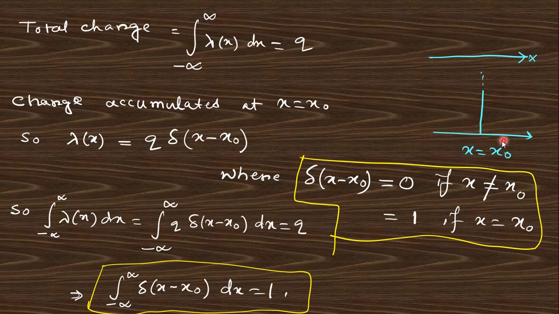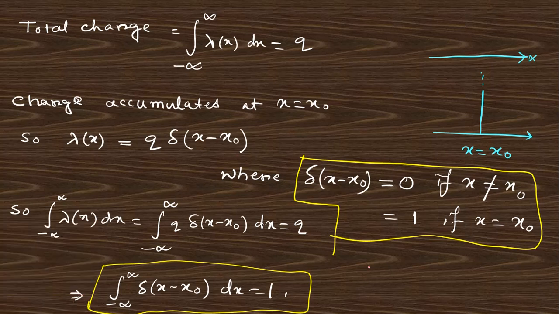The charge is 0 everywhere, and at x equal to x0 the charge is q. The total charge accumulates at this point. Initially the total charge is spread over this rod, but finally, when we accumulate this charge, the total charge is accumulated at x equal to x0. So we can represent this. If we integrate in the x direction, we will get the total charge q, right? So by comparing, this q cancels out, and you get this definition or property of the Dirac delta function, and this is the definition of the Dirac delta function.